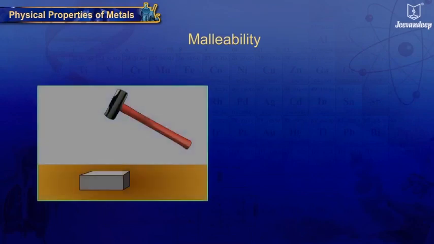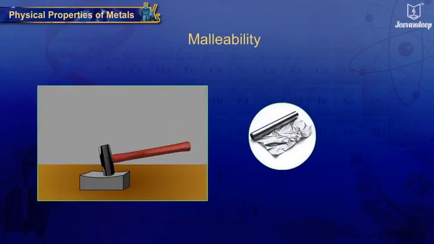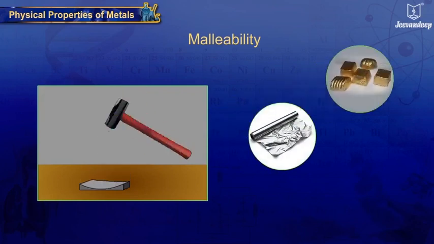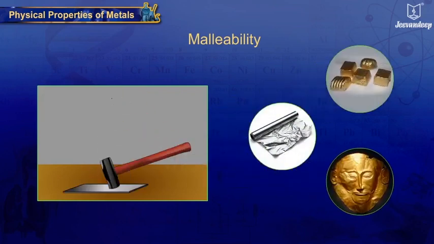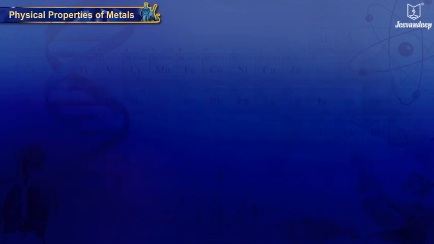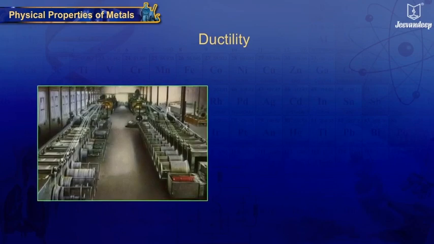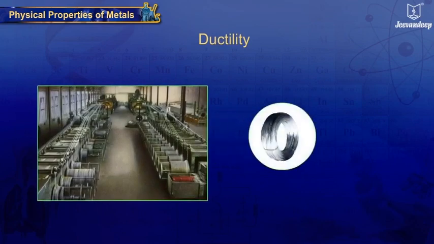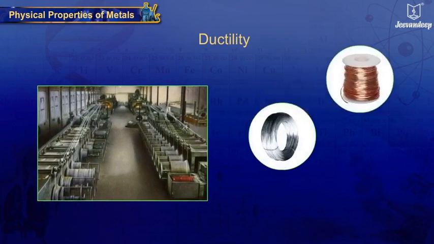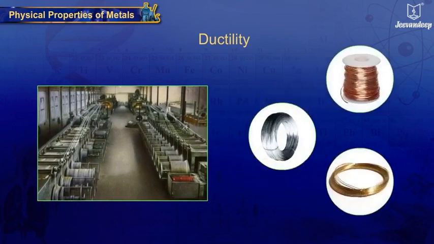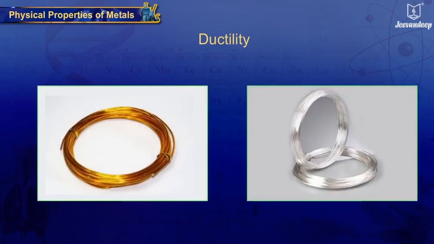Malleability. This is the property possessed by metals, turning them into sheets on hammering. Ductility. This is the ability of metals to be drawn into thin wires. Gold and silver are the most ductile metals.